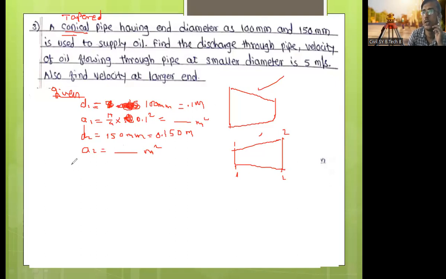Okay. And then also find the velocity. What do we have to find? The discharge through the pipe and the velocity at the larger end, that is V2, and the discharge. Someone has put the answers. Shubhangi 2.22 meter per second. What about the discharge?